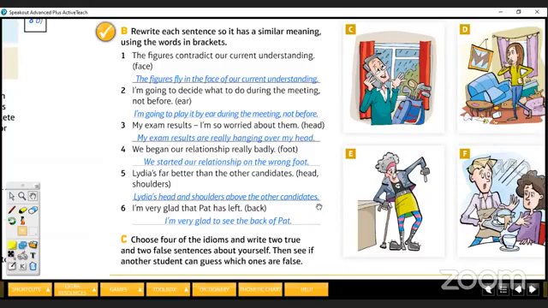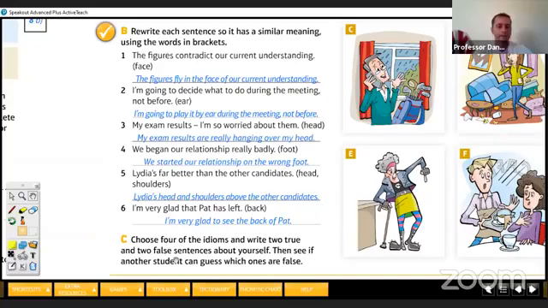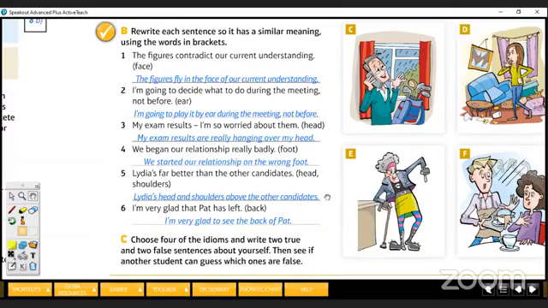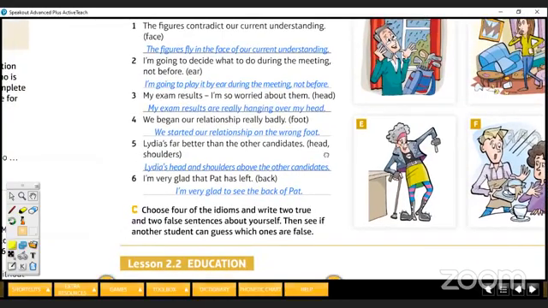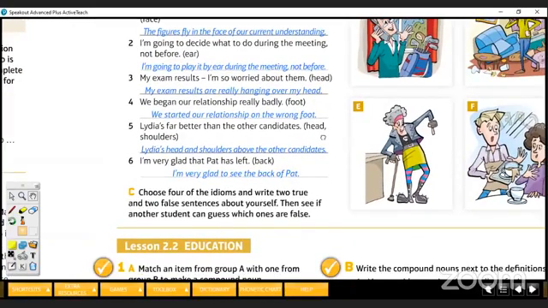I'm going to decide what to do during the meeting, not before. Play it by ear. I'm going to play it by ear during the meeting, not before. Number four, Constanza. We began our relationship really badly. Foot. We started out our relationship on the wrong foot.